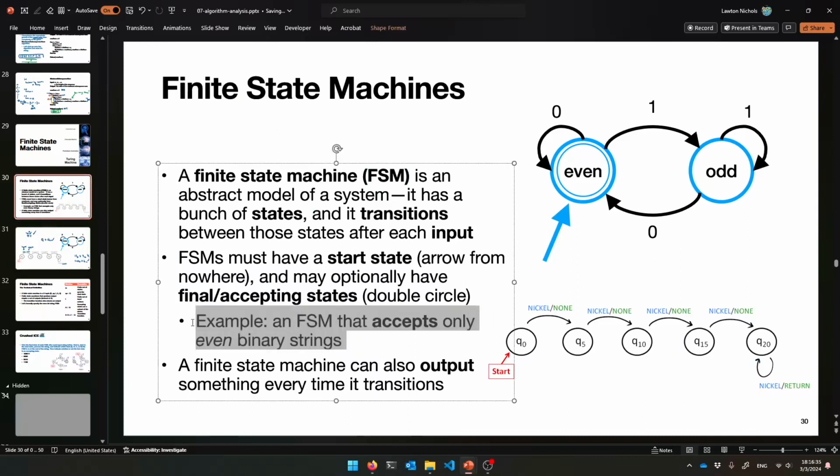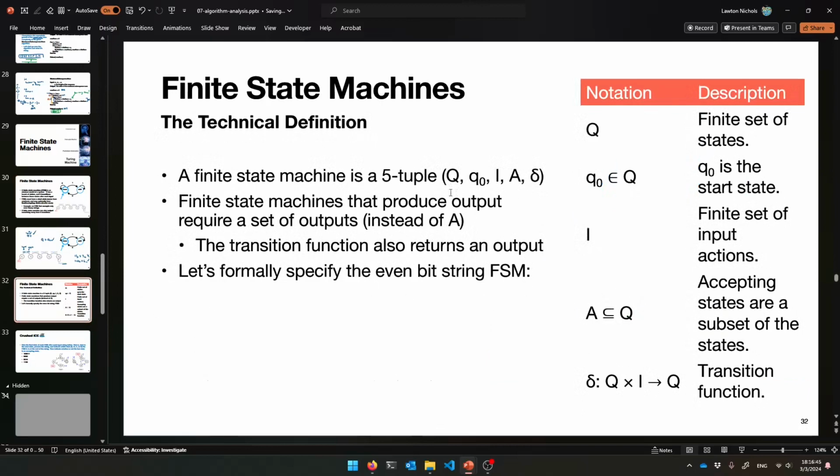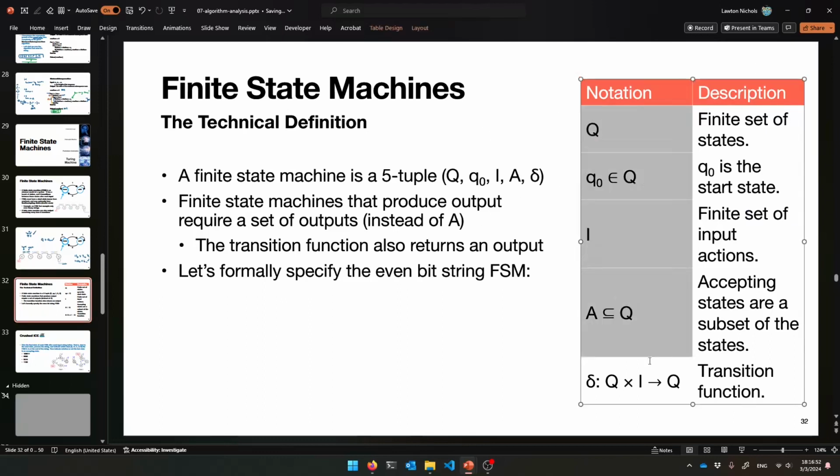I hope you can see how cool it is to have a very simple mathematical thing with arrows and circles that tells you when a number is even, and accepts only those numbers. Here is mathematically how you define what it means to be a finite state machine, the technical definition. It's 5 different things, right?